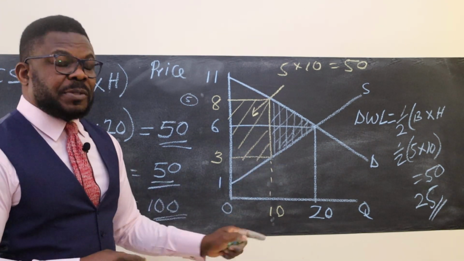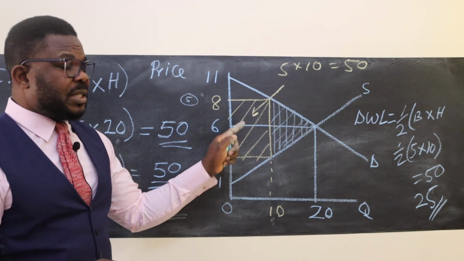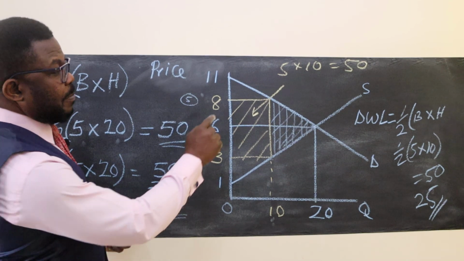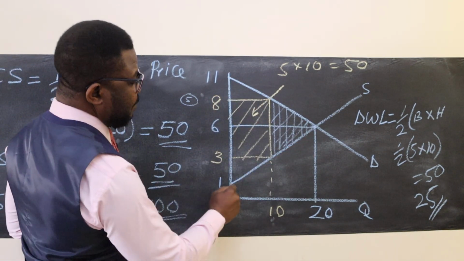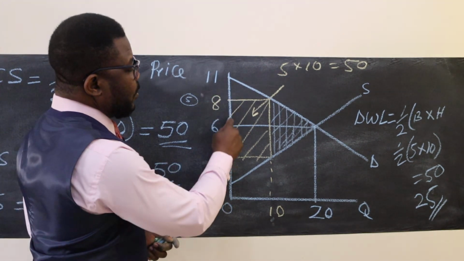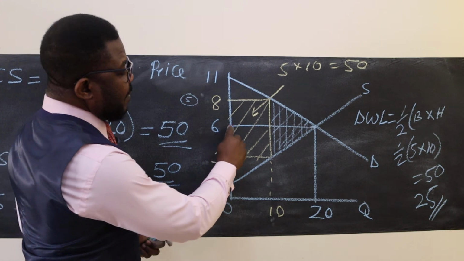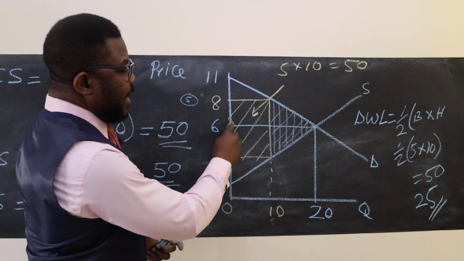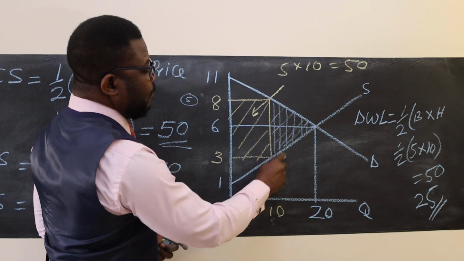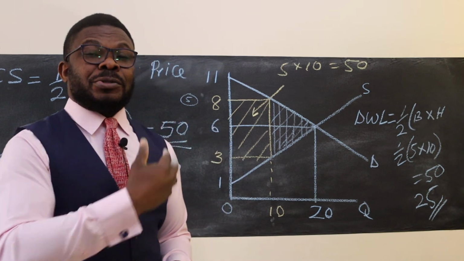Deadweight loss would always be measured the same way as these triangles here. You can see there are 4 different triangles. The overall total surplus is a bigger triangle. Then you have a much smaller triangle, which is the initial consumer surplus. Then you have the producer surplus, and the final one is the deadweight loss triangle, which is the one here. Those are the things that you bear in mind as you do this calculation.